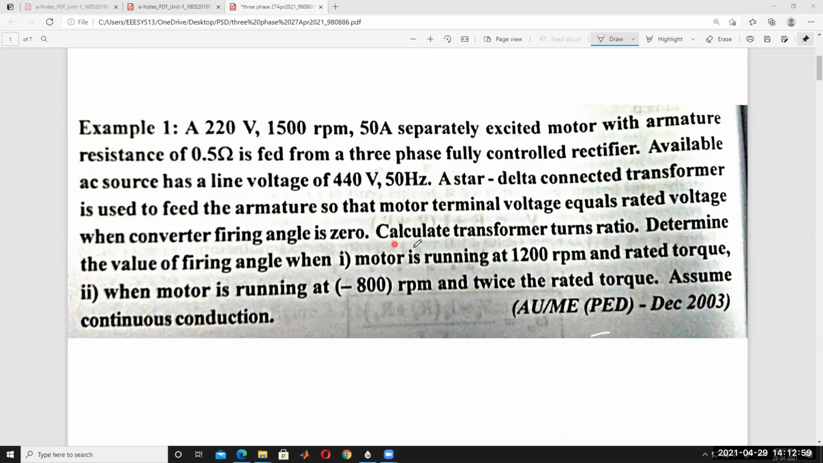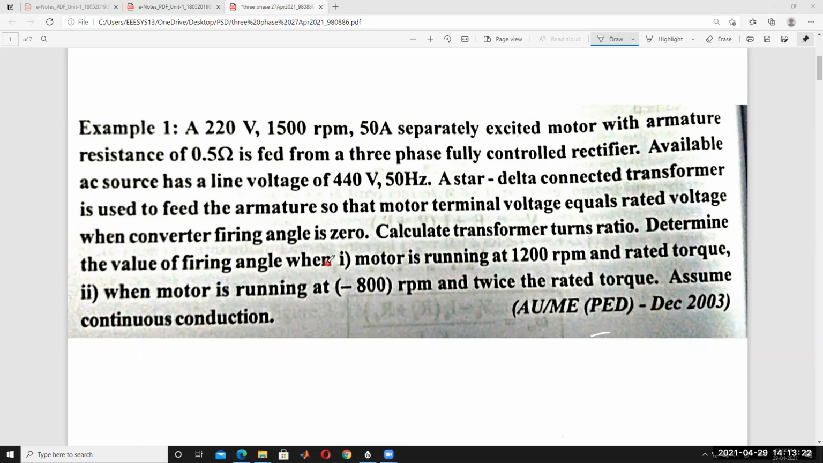For this, calculate the transformer turns ratio N1 by N2, or V1 by V2. You know well, N1 by N2 is equal to V1 by V2. That is called the turns ratio.